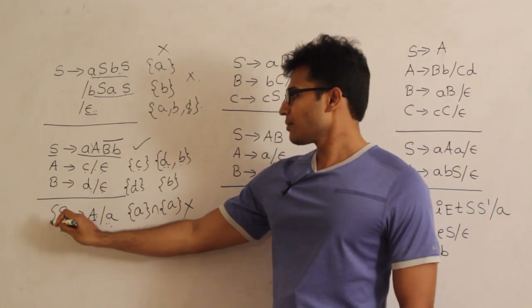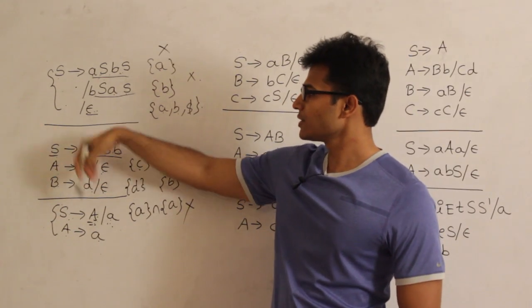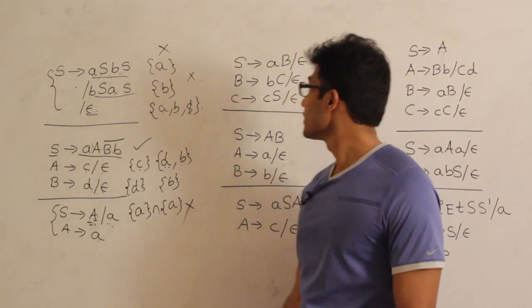And in fact, this grammar is also ambiguous. This grammar is also ambiguous. So you should understand that no ambiguous grammar is LL1. That is what you should understand.